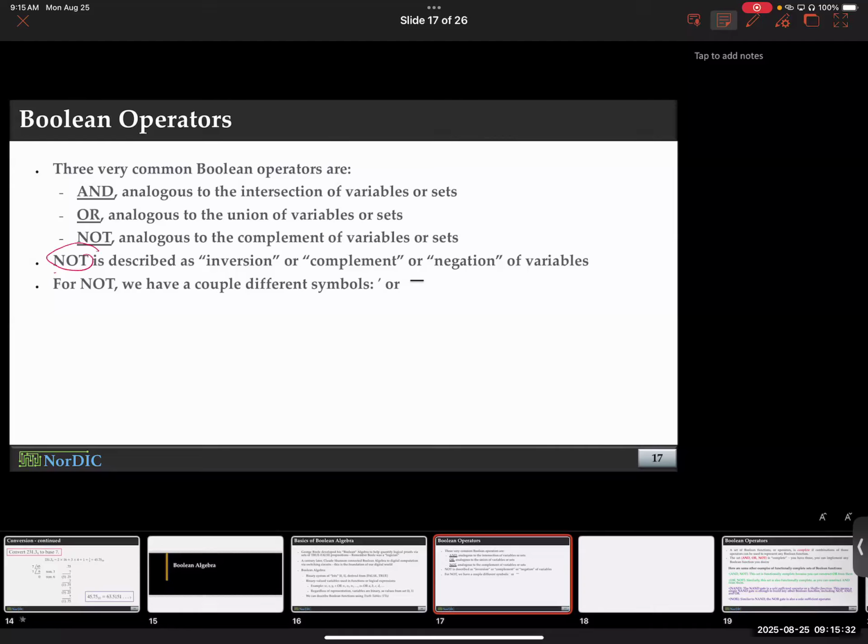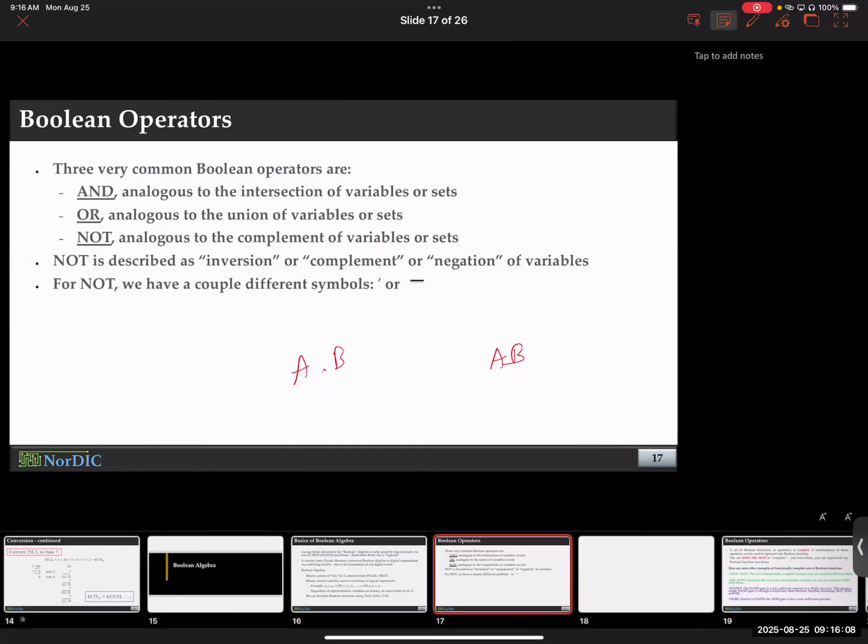NOT, in other words, just to familiarize yourself, is often called inversion or complement or negation. So you get used to these terms. We typically represent the invert of something with a bar on top or just a prime. And in some cases, people also use a tilde to represent it, but this is very rare. In most cases, we'll be using either this or that. For AND, we typically represent it with a dot, or sometimes people don't even use a dot, just put the variables side by side as a product, right?